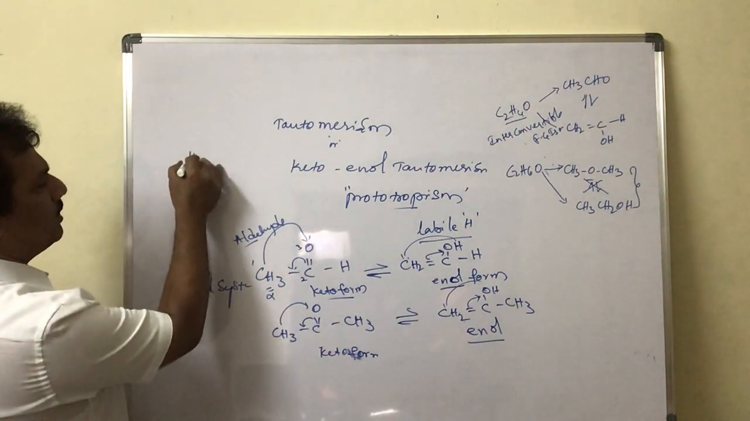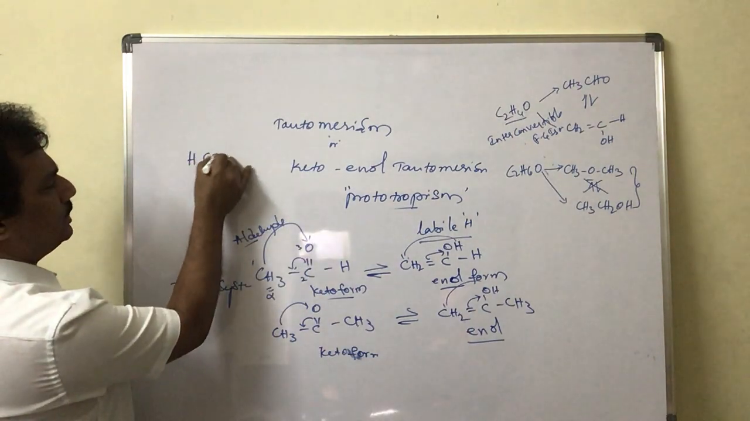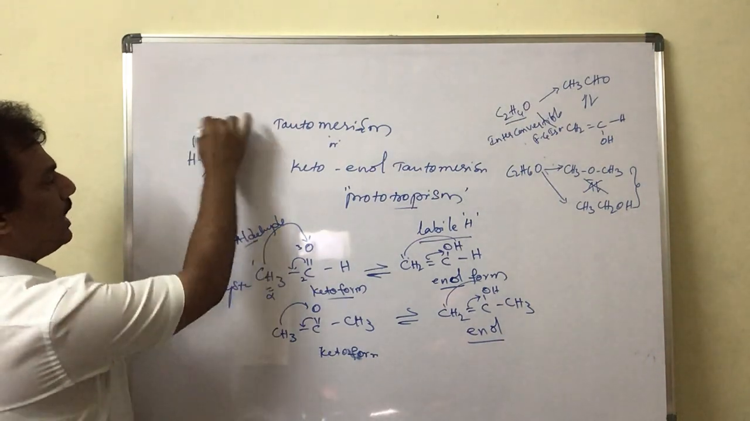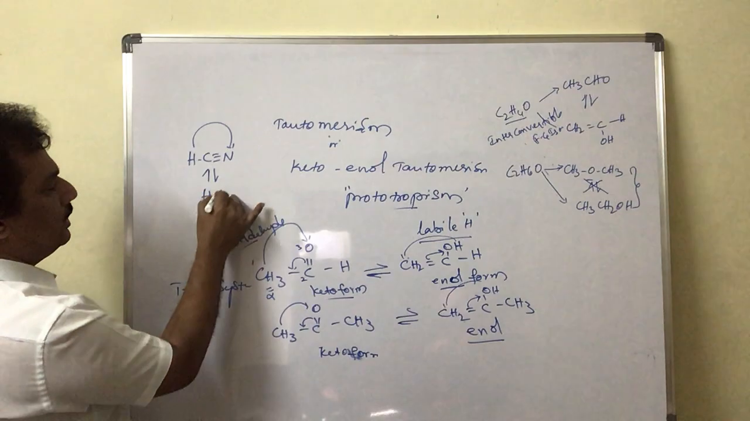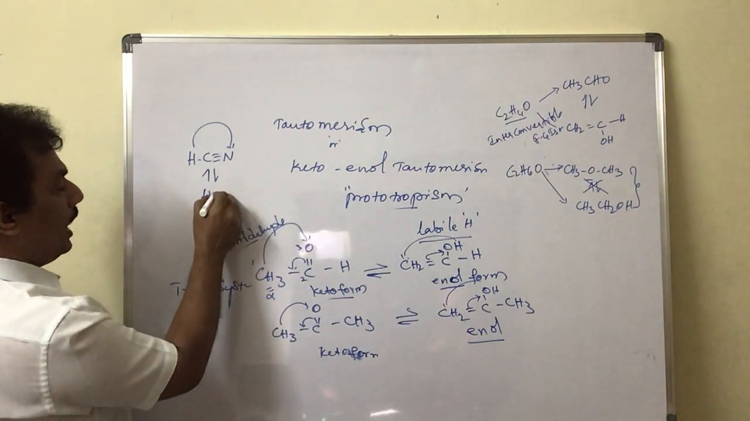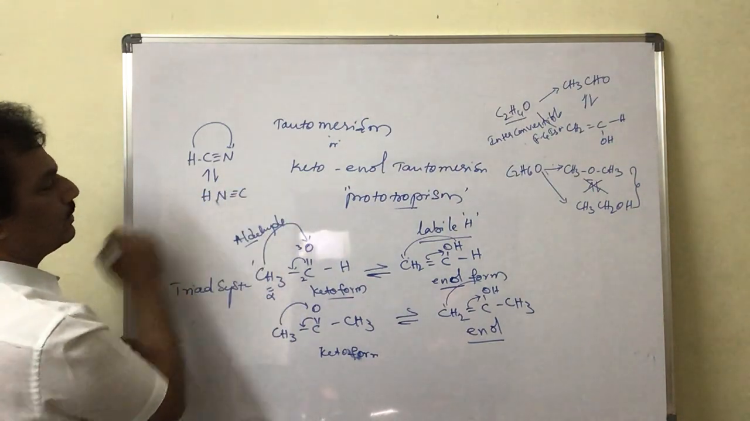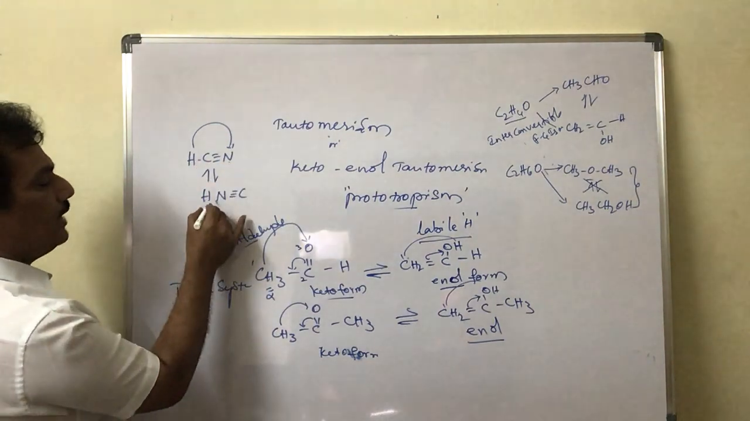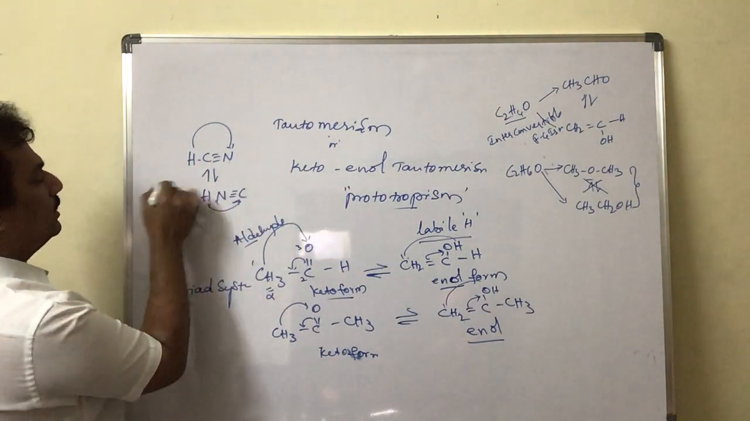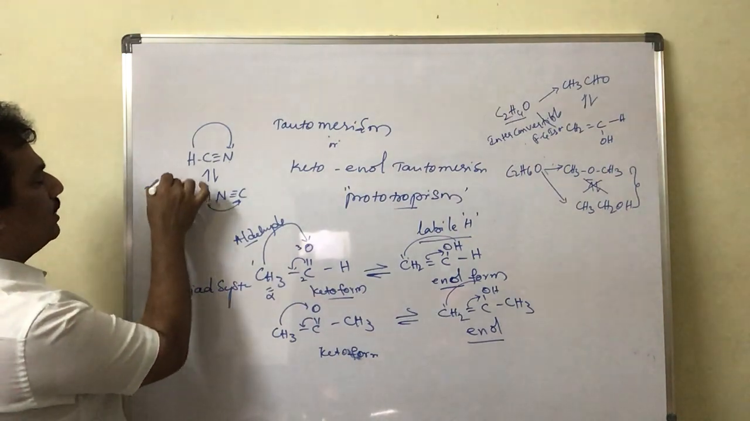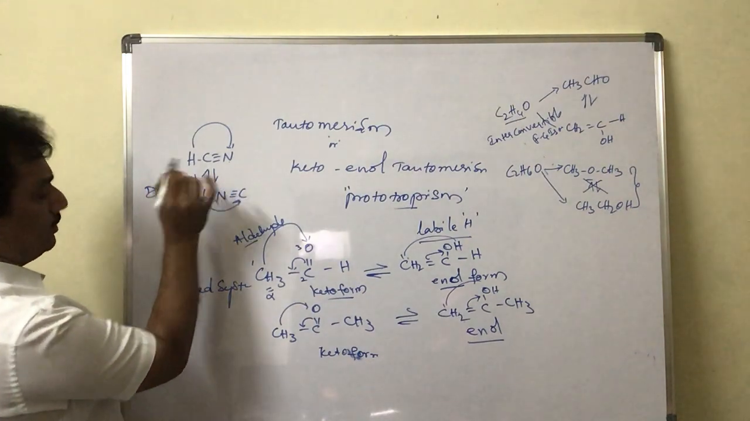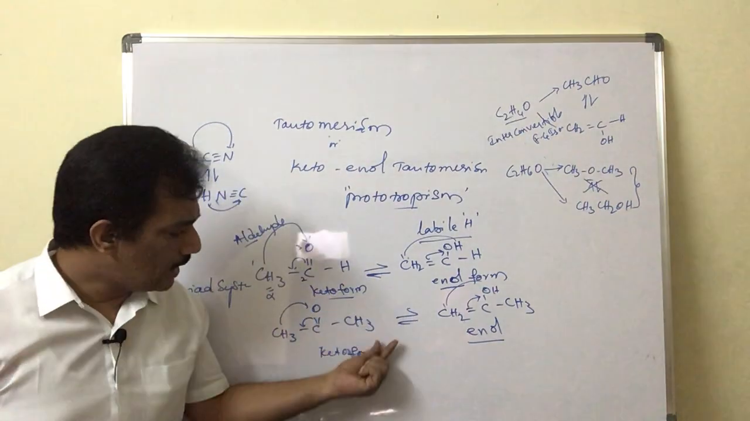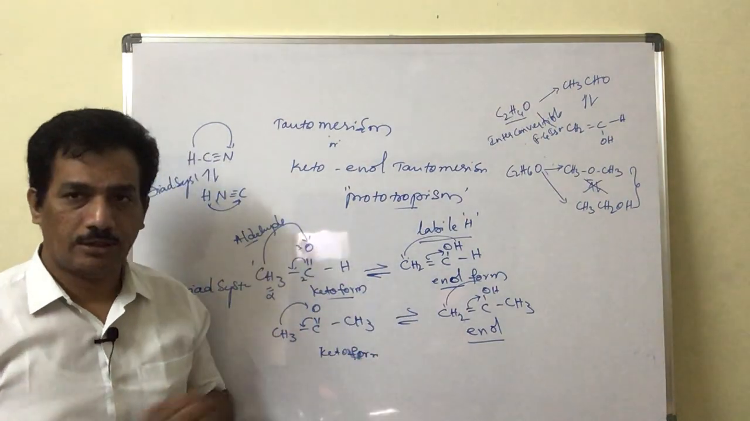Let me give one familiar example. This is hydrogen cyanide. The hydrogen can migrate to give hydrogen isocyanide. In such a case, the hydrogen migrates between atoms 1 and 2. That's why this is the best example of a dyad system of tautomerism. But we need not go into this one in our studies.